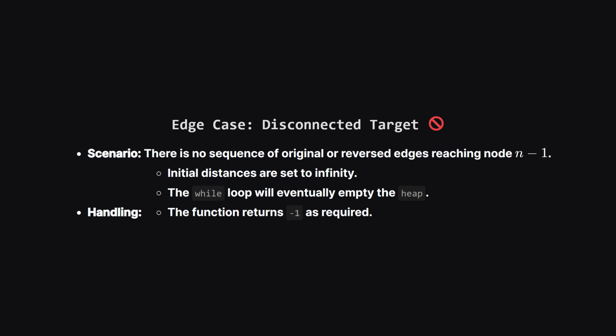What if it's impossible to reach the end? Our code handles this gracefully. We initialize all distances to infinity. If the heap becomes empty and we haven't hit the target node, the loop finishes and we return -1. This covers cases where the graph is physically split apart or the arrows simply don't allow a path, even with the switches.